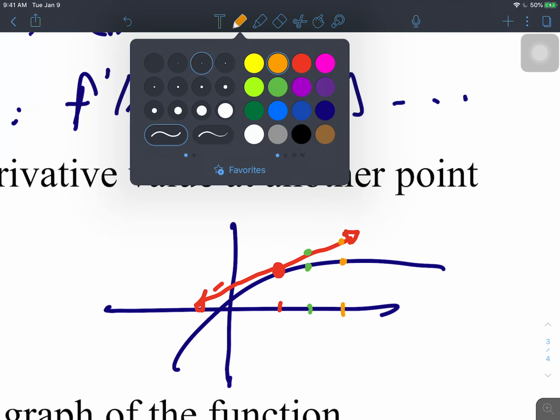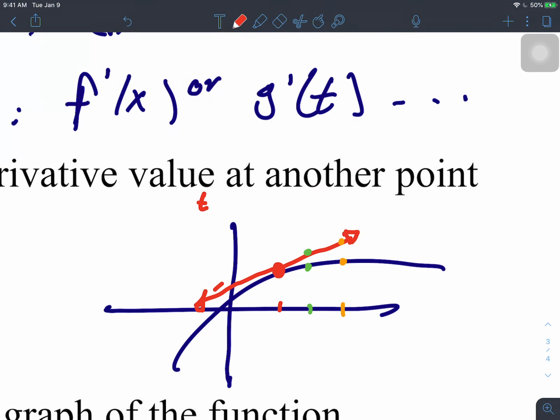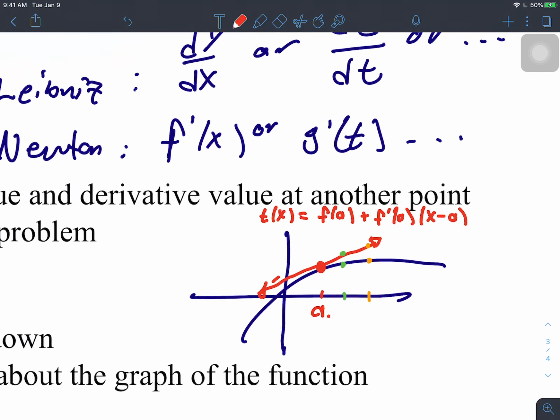So, just to remind you, the formula for the tangent line is t of x should be equal to f of a plus f prime of a times x minus a, where a will be some value which is known. It's going to be the x value at which we are performing our tangent line approximation. And you'll be able to compute f of a and f prime of a. Typically, they'll either be given to you or you'll have the function and you can compute them yourself.